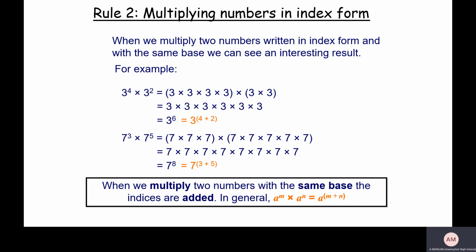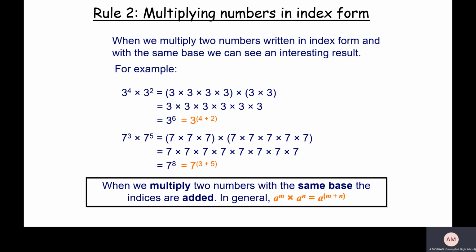But there was a quicker way of doing that, which we'll look at in a moment. Let's do one more example. So we've got 7 to the power 3 times 7 to the power 5. If we write that out the long way, you're going to realize hopefully you've got 8 lots of 7s multiplied by each other, making it 7 to the power of 8.